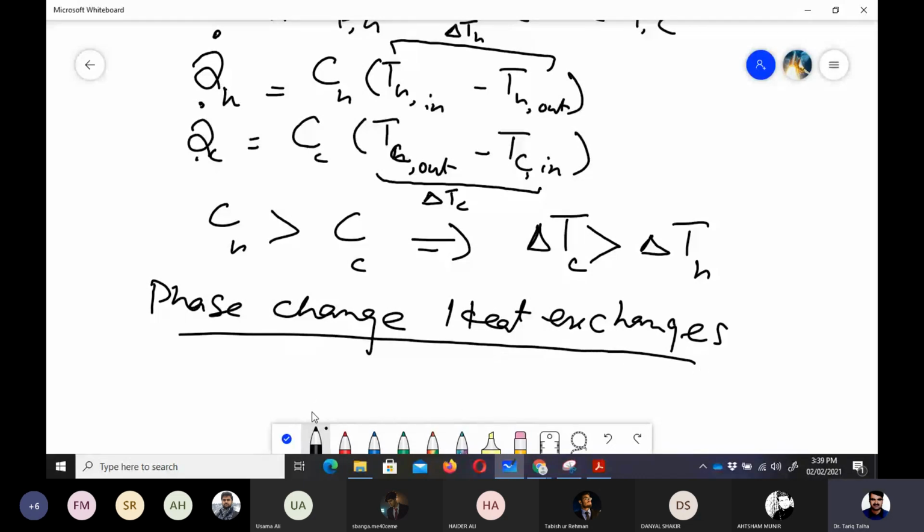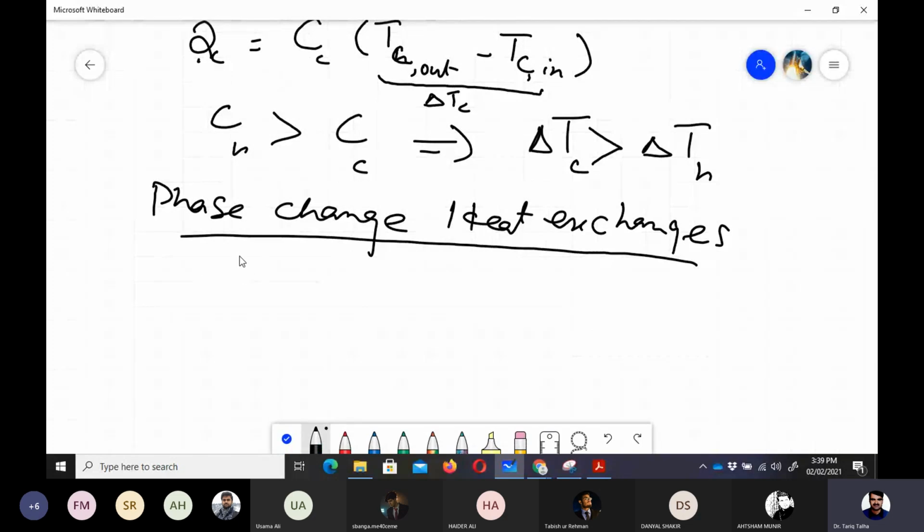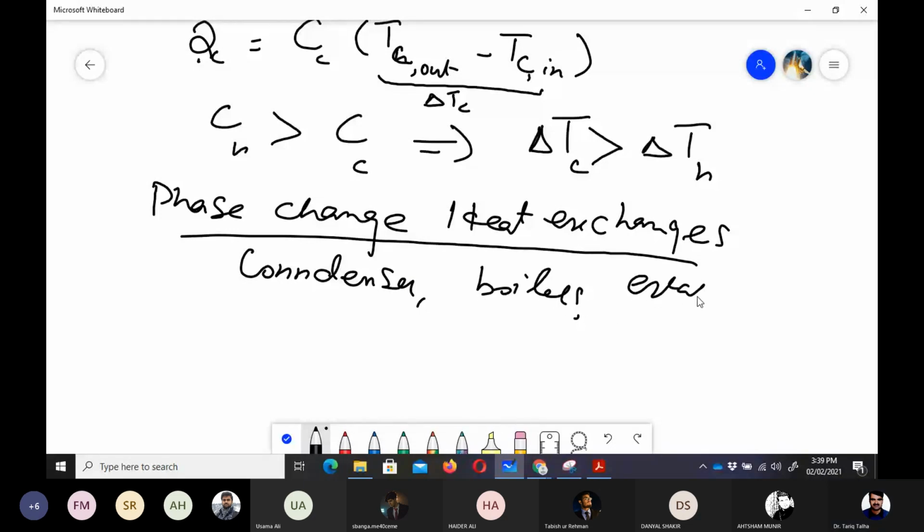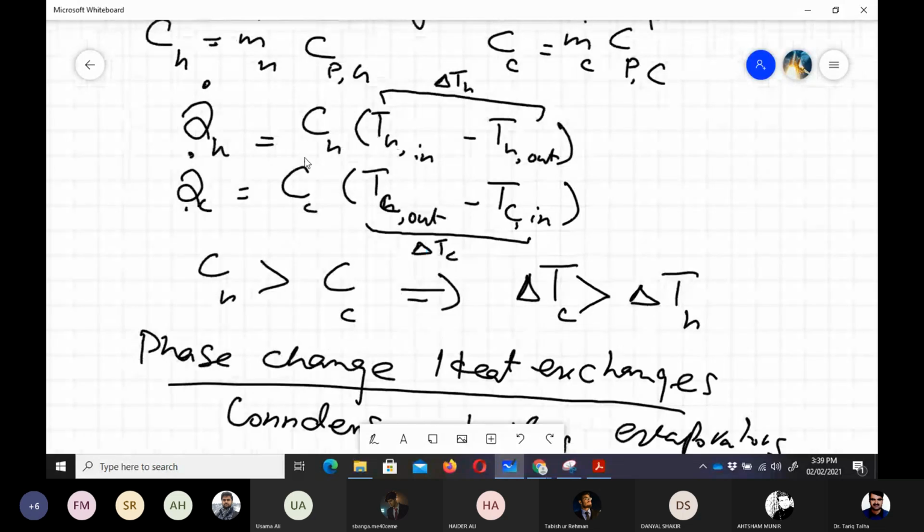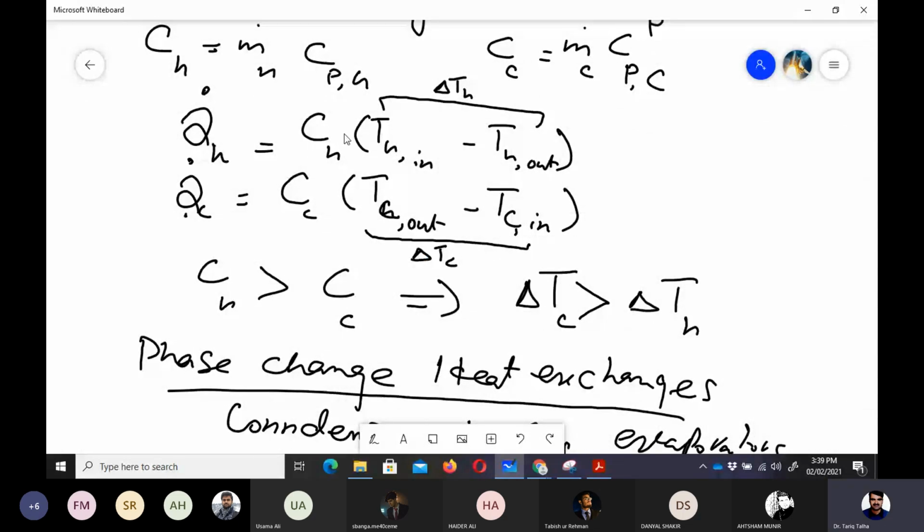So we know that we have got condensers, boilers, evaporators. All these are phase change. Now, in that case, we cannot use this formula. These formulas cannot be used in this case. Where there is a phase change, let's suppose that for the hot fluid there is a phase change, then we cannot use this formula.